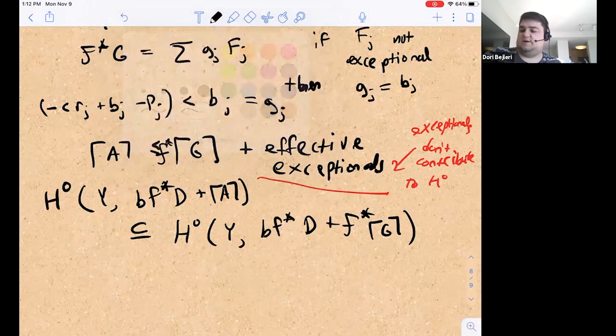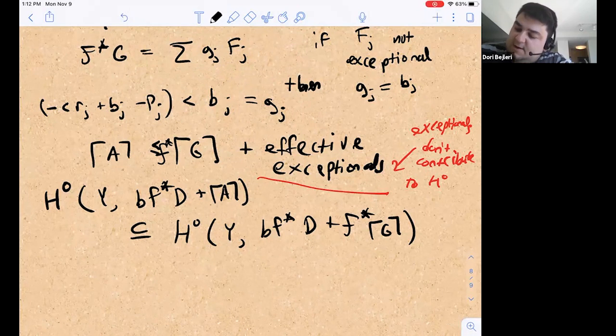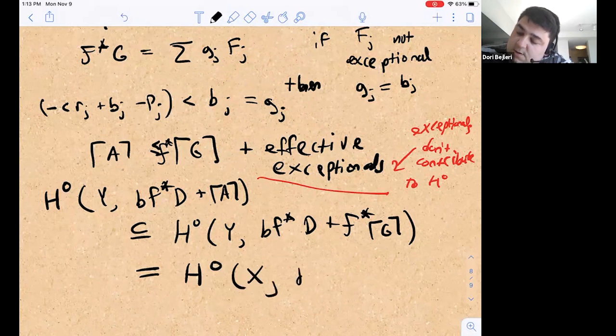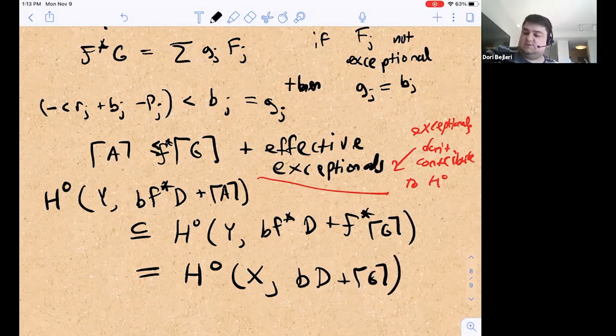So really what I should have written is that H0 with this roundup of A is contained in H0 with the pullback of the roundup of G plus whatever these effective exceptionals are, but that equals the sections on this pullback. And then because we're pulling back this divisor, this is the same as the sections downstairs, and that's the thing we want to show is not zero. Okay, so it suffices to show that this BF upper star D plus the roundup of A has sections.